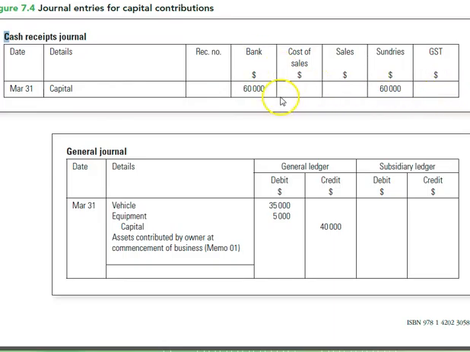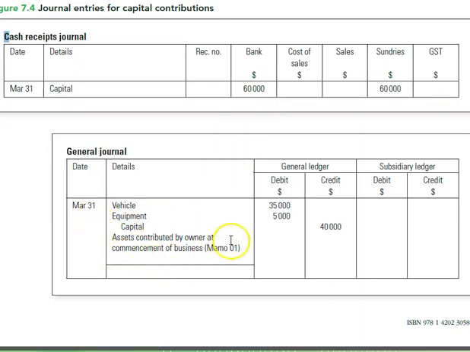Remembering our cash receipts journal, when we do our bank reconciliations, we have our cash at beginning, plus and minus cash incomings and outgoings, and we have our cash balance at the end. So this $60,000 will obviously contribute to what our bank balance at the end is.